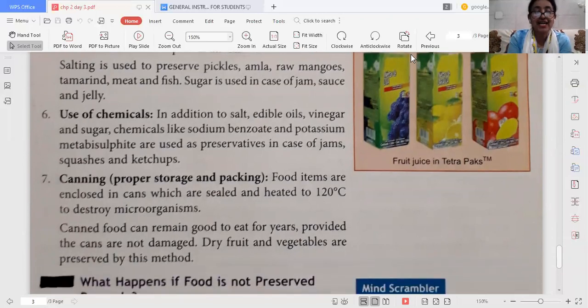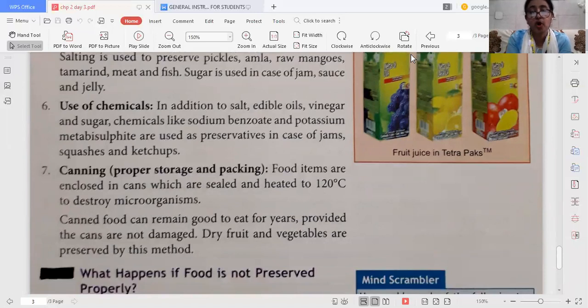Number 7 is canning. What is canning? Proper storage and packing. Food items are enclosed in cans which are sealed and heated at 120 degrees Celsius to destroy microorganisms. Canned food can remain good to eat for years, provided the cans are not damaged. Dry fruits and vegetables are preserved by this method. So these are the most important methods which are used to preserve food. It helps in food preservation.